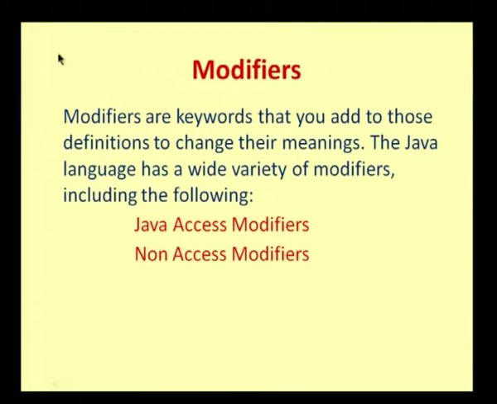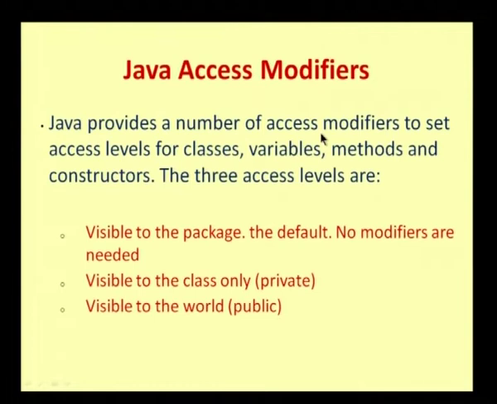Next we look into what we mean by modifiers. Modifiers are nothing but keywords that you add to those definitions to change their meanings. You can even say this gives visibility for a particular variable or a method or a class. The Java language has a wide variety of modifiers, including the following. Java access modifiers, and there are also a few non-access modifiers. Java provides a number of access modifiers to set access levels of classes, variables, methods and constructors.